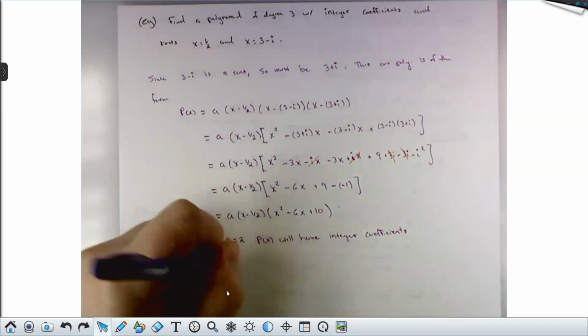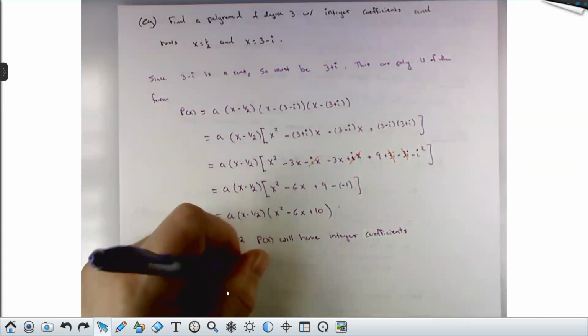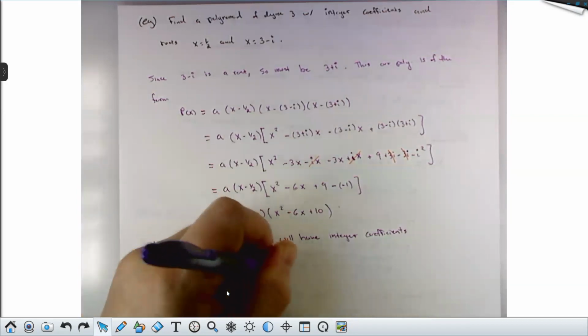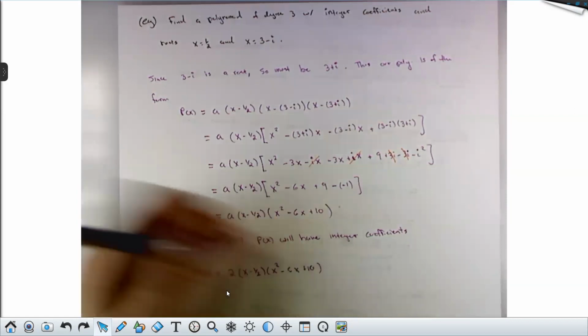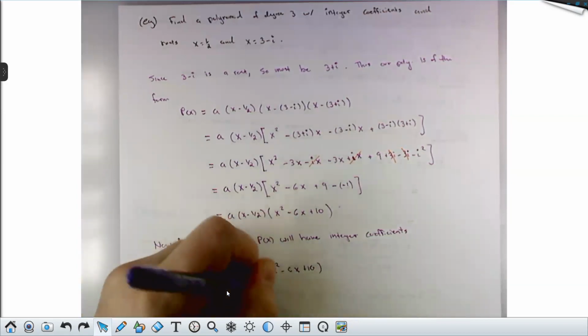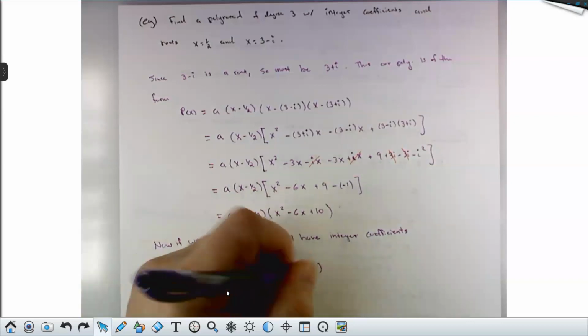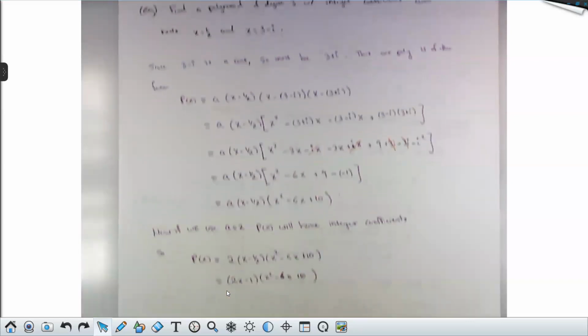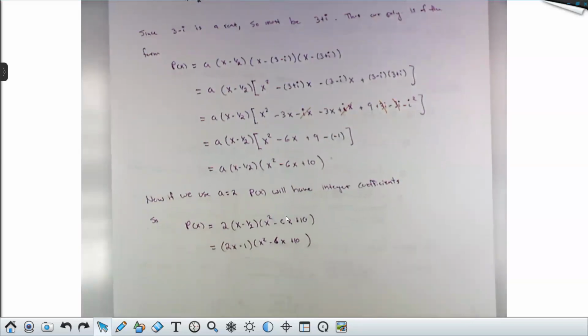So P of x would be 2 times x minus 1/2 times x squared minus 6x plus 10, which is 2x minus 1 times x squared minus 6x plus 10. And if we want to multiply it out further, we could, but you don't need to. I would say at this step, I can see that all the coefficients will be integers, right? Because every number here is a whole number. We would need to get at least to this step to verify that.